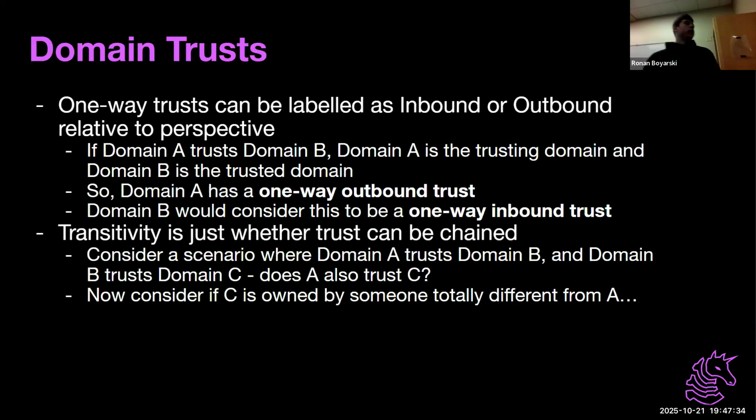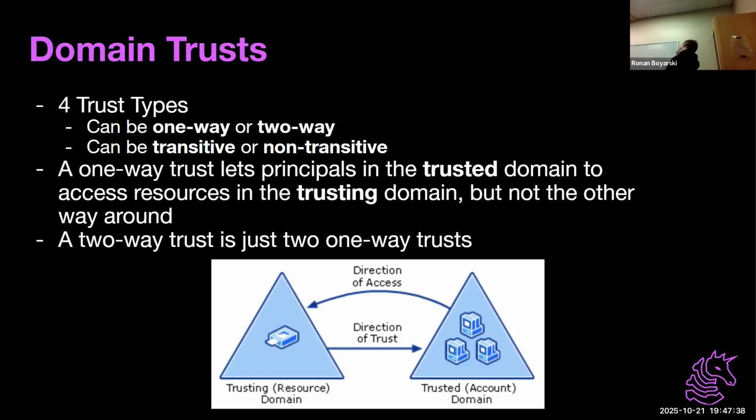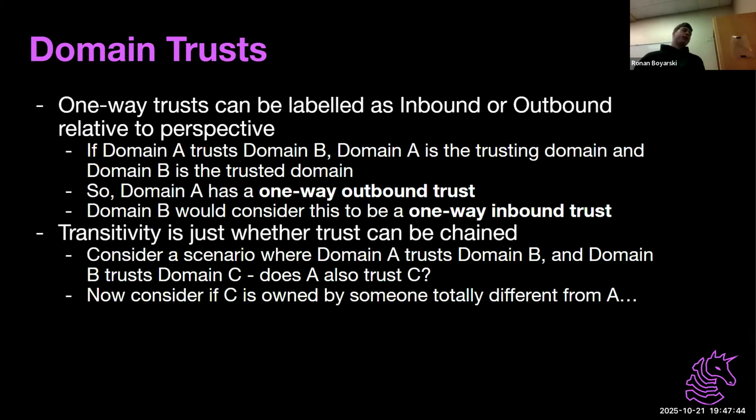So what's really cool is that basically when you have a child domain, the child domain is trusted by the parent, which makes exploitation pretty easy. So the other sort of confusing piece of terminology, and you should just know this for looking at the Bloodhound graph, is that when you have a one-way trust, it's labeled as inbound or outbound relative to the perspective of how you're looking at it.